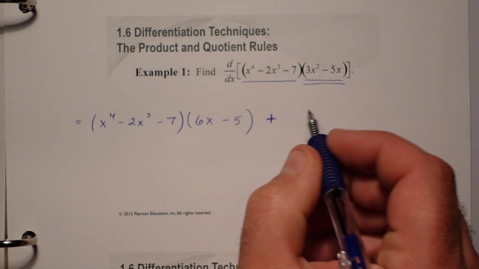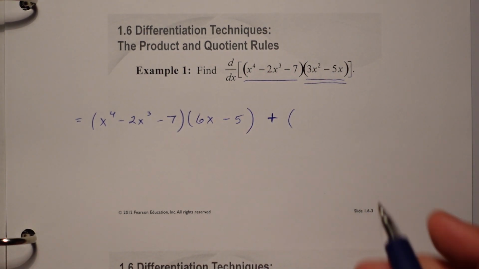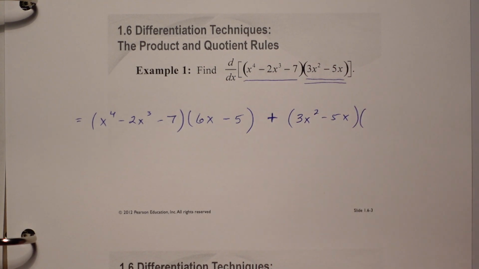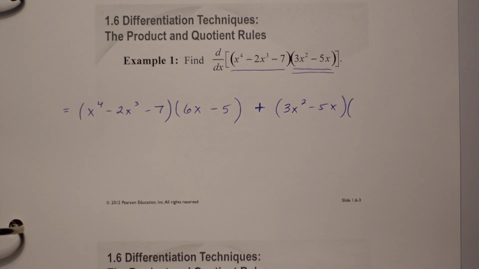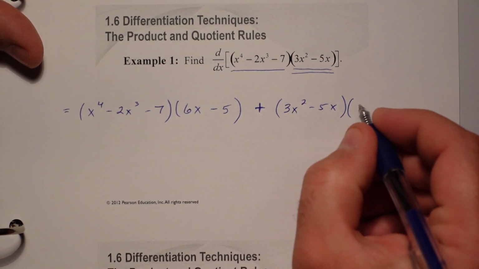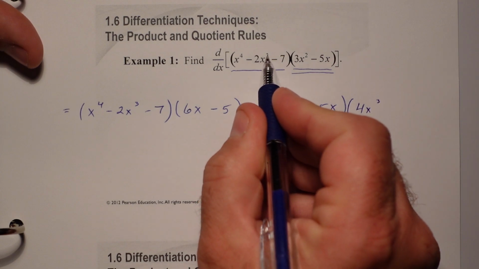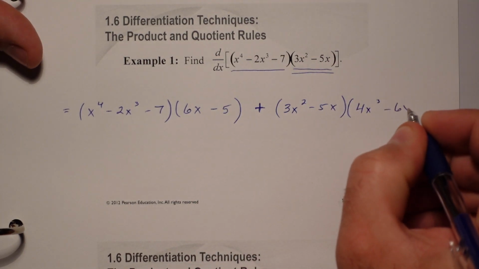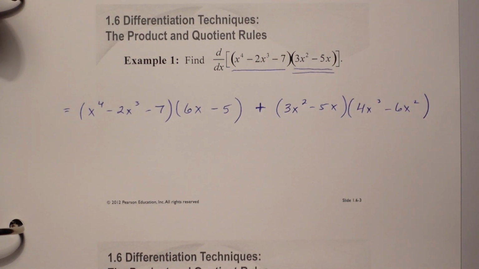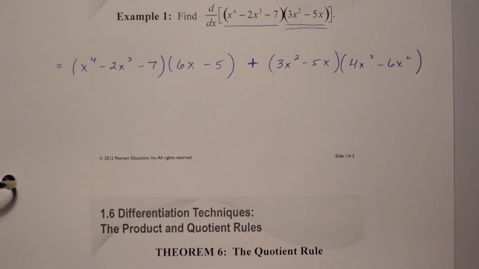Then it's going to be plus, and now we do just the opposite. Now we need the second, 3x squared minus 5x, times the derivative of the first. And the derivative of that first factor, again, just using the power rule, is going to be 4x cubed minus 6x squared. And the derivative of that 7 is just a 0, so that derivative is done. And at this point, we've actually got the derivative.